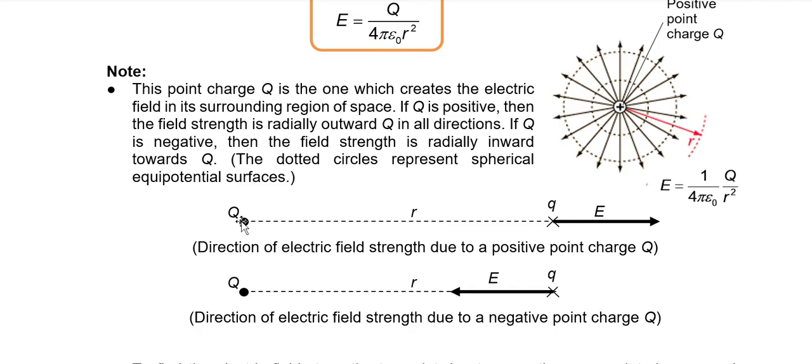So if Q is positive, then the field exerted by Q on this point, a distance r away, is given by the formula Q over 4 pi epsilon naught r squared, where r is this distance, and the direction is outwards from Q. If Q is a negative charge, then the same formula applies for the strength of the field, but the direction of the electric field is towards the charge. So just note that this will be a negative charge, and this will be a positive charge.